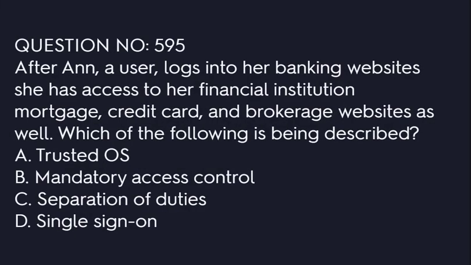Question no. 595. After a user logs into her banking websites, she has access to her financial institution mortgage, credit card, and brokerage websites as well. Which of the following is being described? A. Trusted OS. B. Mandatory access control. C. Separation of duties. D. Single sign-on. D.